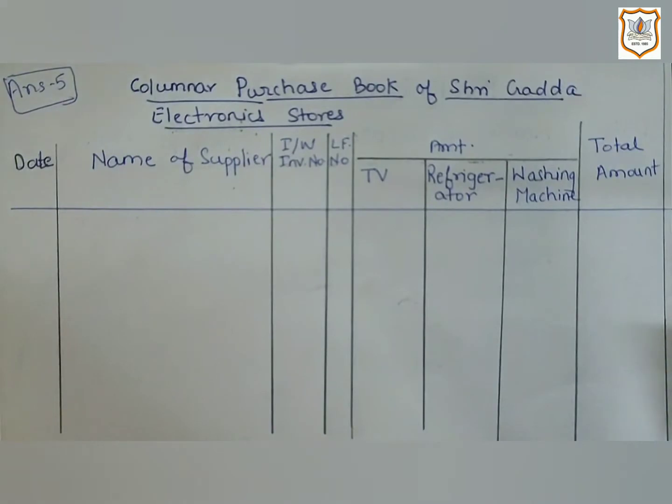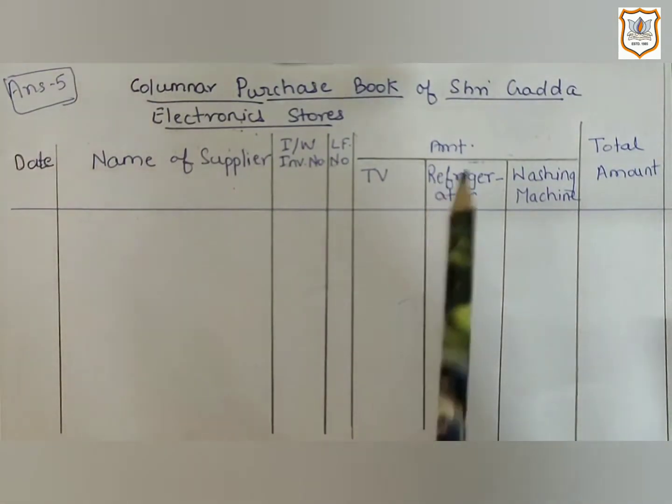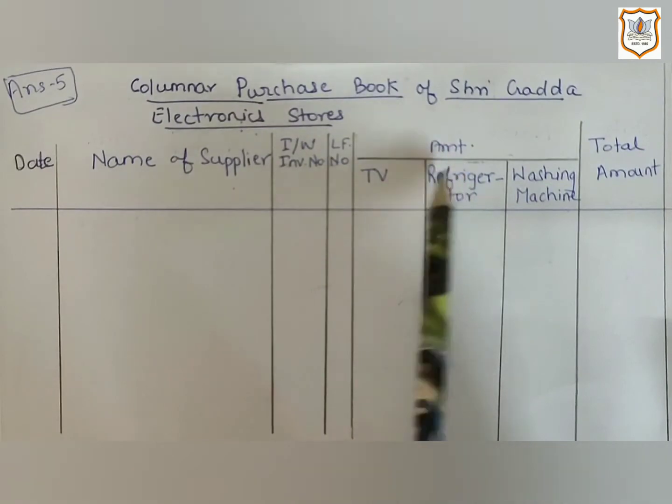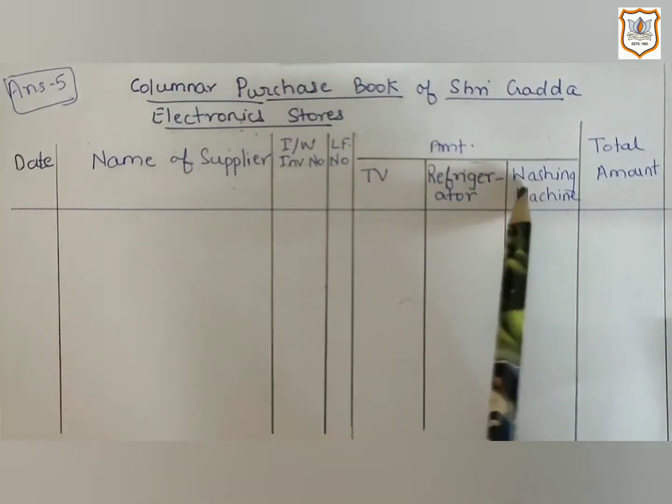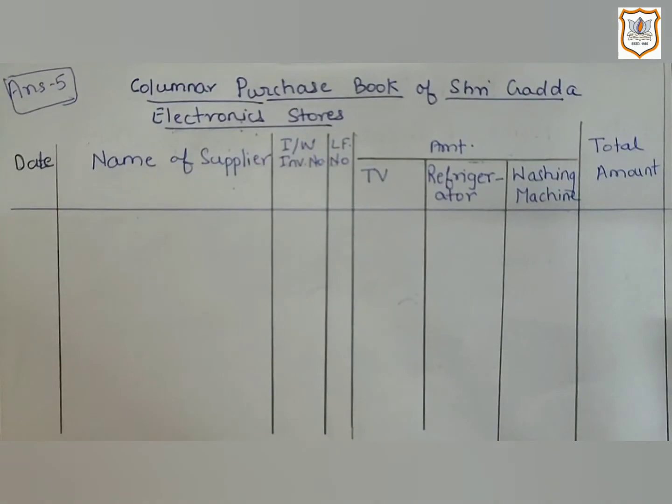See, when a businessman purchases goods of more than one type, a columnar purchase book for each type of goods is prepared instead of a simple purchase book to know the details and information about each variety of goods. Here, as you can see, the rest of the details remain the same as that of the simple purchase book. Only in the amount column, some more columns are added. A separate column is kept for each type of different goods.